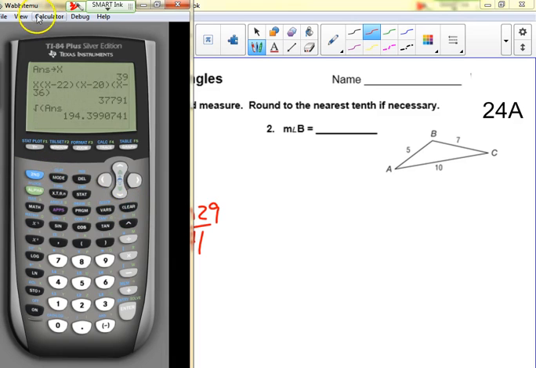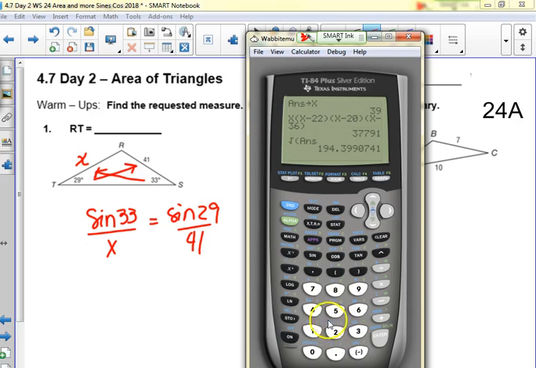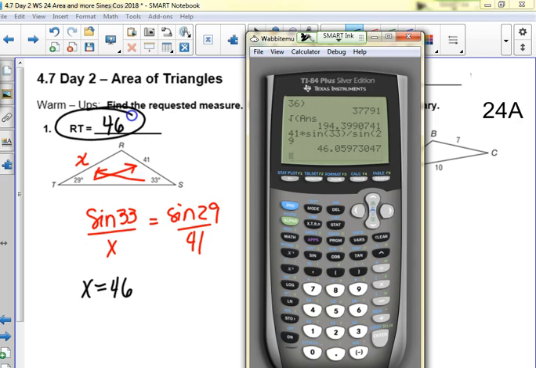I am. So then I'm going to type 41 times the sine of 33. Make sure I close the parentheses. Divide by the sine of 29. I can close that parenthesis on the end or not. It knows there's always a 1 at the end. So I get x equals 46. So RT is 46 units long.